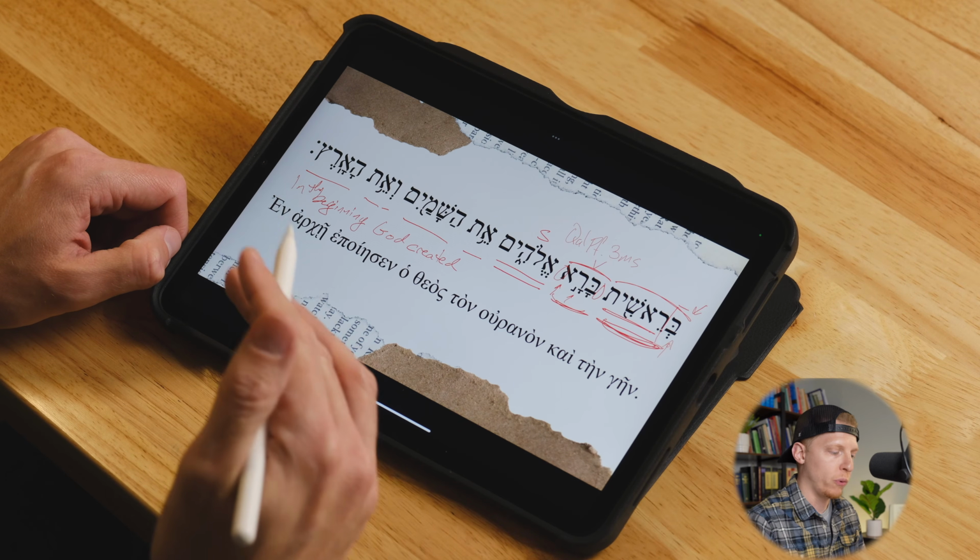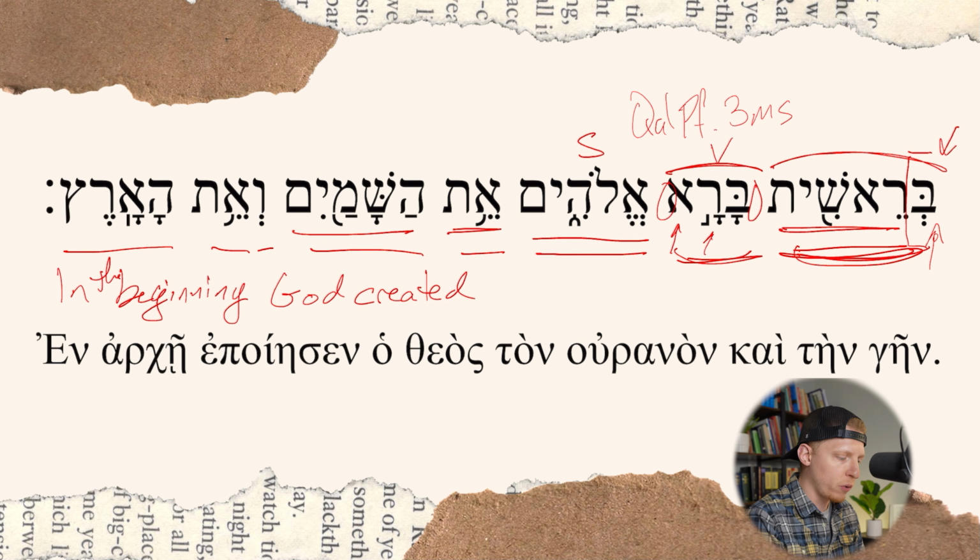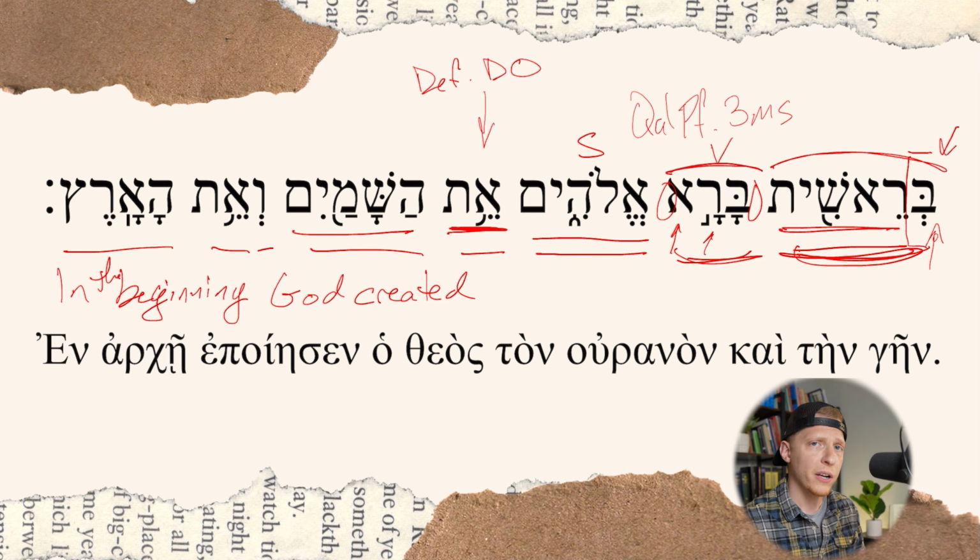Now, as we move through the rest of the passage, you have et hashamayim. This little word particle that we've got going on here is your definite direct object marker. This guy right here. And in translation, we're not going to translate him. He's just there to tell you the next word, the word that follows et, that is going to be your direct object, the thing that's receiving the action of the verb. So we have hashamayim, that is going to be your direct object.